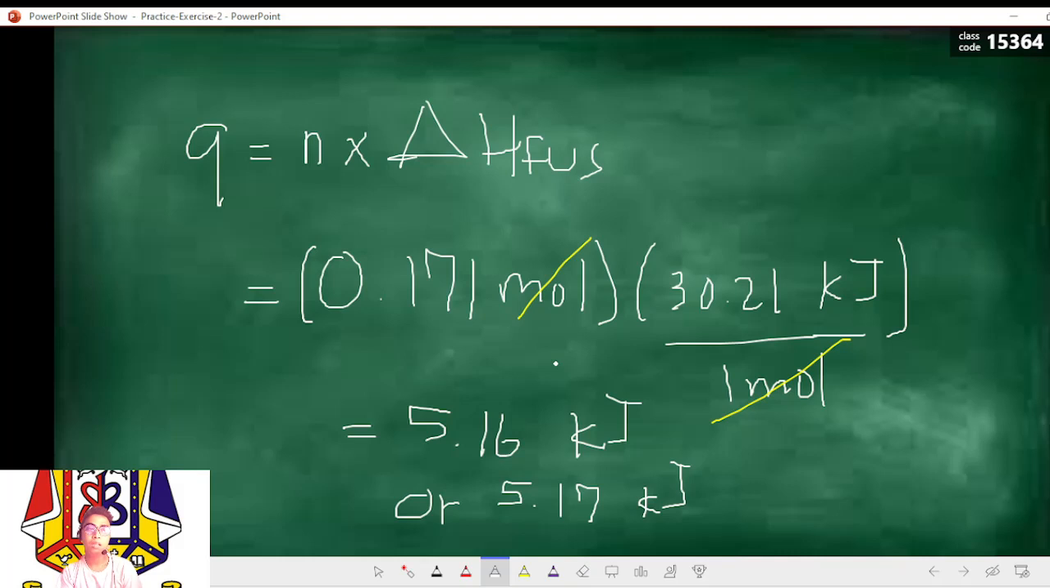So that is our molar heat of fusion. It's easy. It is the same thing as the molar heat of vaporization. I hope you were able to follow me.